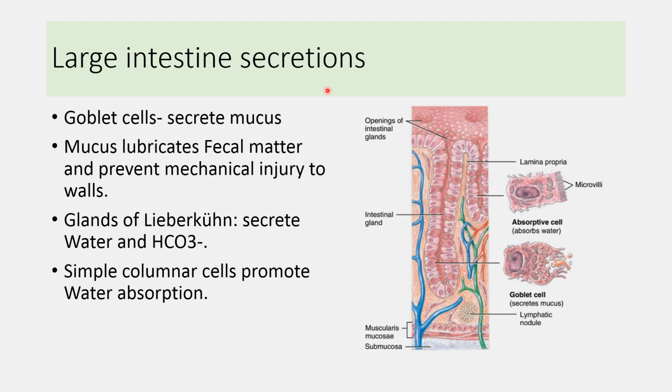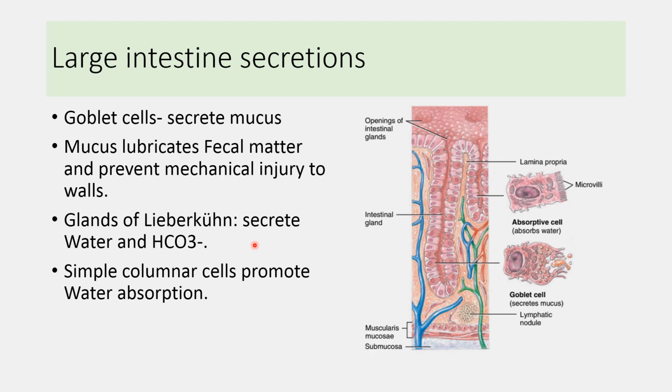Secretion of the large intestine. The intestinal crypts, or crypts of Lieberkühn, are lined by enterocytes and goblet cells. These enterocytes do not contain digestive enzymes, and goblet cells mainly secrete mucus. Mucus lubricates fecal matter and prevents mechanical injury to the wall of the large intestine.